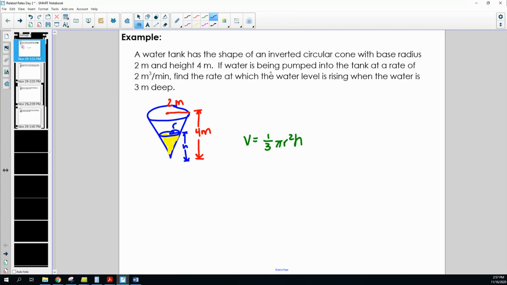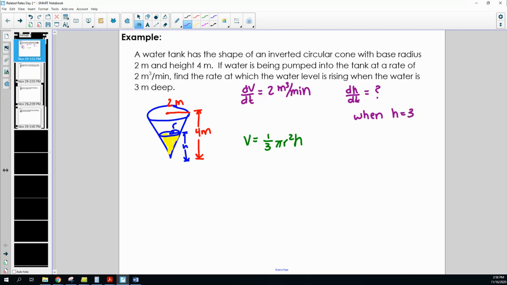So they're telling us that the water is pumped in at a rate of 2 meters cubed per minute. That means that the rate of change of the volume, dV over dt, is equal to 2 meters cubed per minute. Then they tell us to find the rate at which the water level is rising. So we want to find the rate of change of the height, dh over dt. That's what we're trying to find, when h is equal to 3.